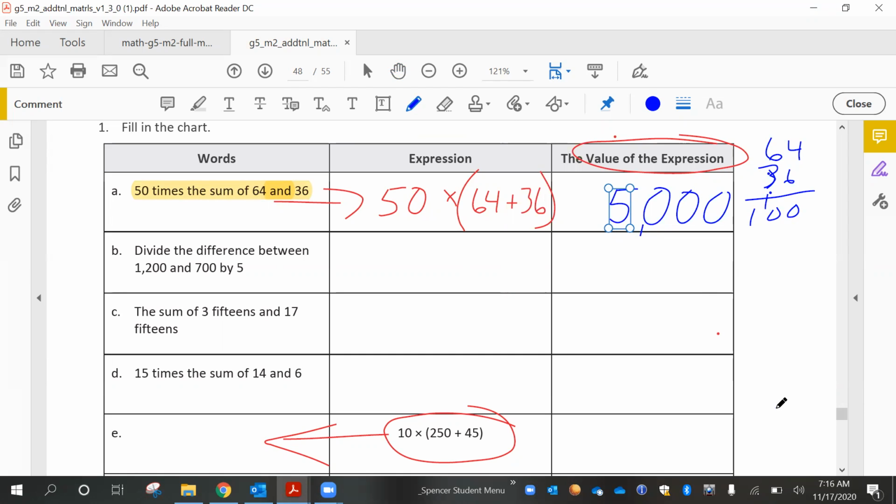Divide the difference between 1,200 and 700 by 5. Once again, if you read the sentence closely, it's asking us to divide the difference. Well, difference is the answer to a subtraction problem. So first we have to subtract 1,200 minus 700, put that in parentheses because we don't know what the answer is, and then divide that by 5. Well, 12 minus 7, I'm just turning this into unit form, so it's 12 hundreds minus 7 hundreds. Well, that should be 5 hundreds. So 500 divided by 5 should just give us 100.